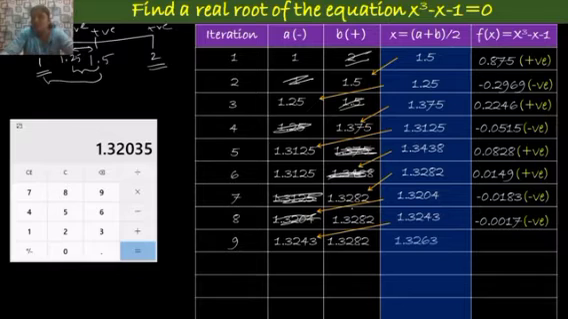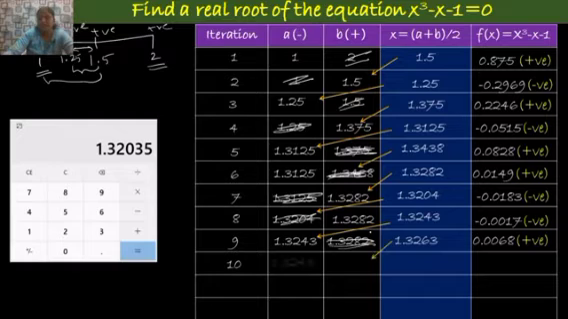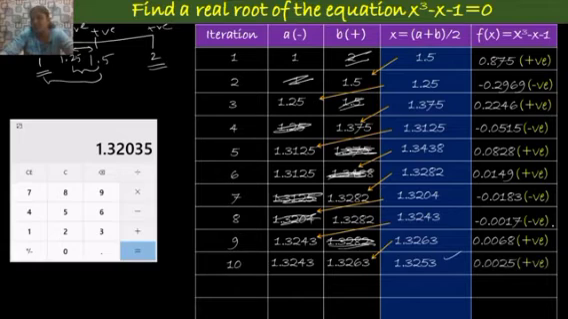At this point the value of the function is 0.0068, which is a positive value. If it is positive, you have to replace the value of B, taking the same value of A as in the previous iteration. Adding these two and dividing by 2, you get 1.3253, and at this point the value of the function is positive, that is 0.0025.